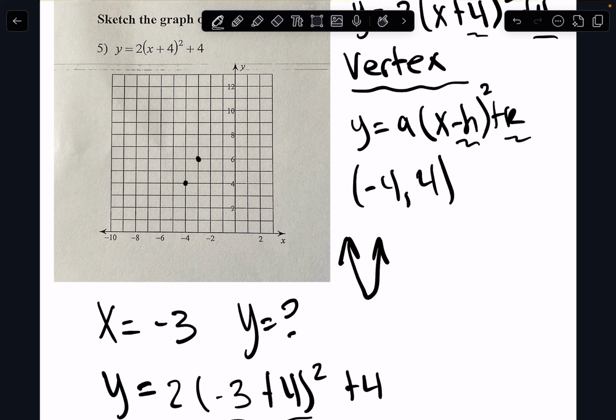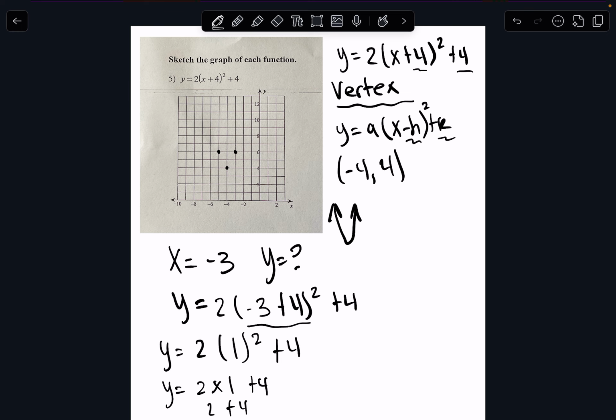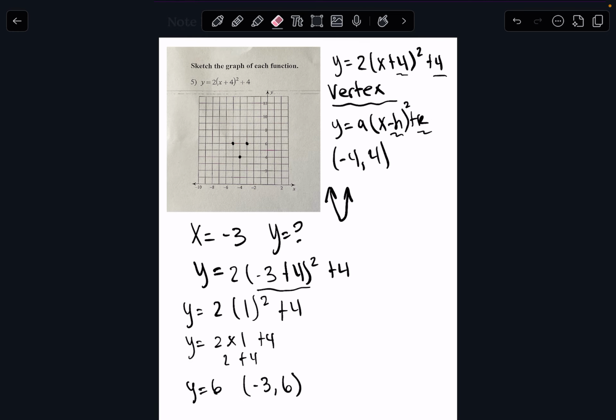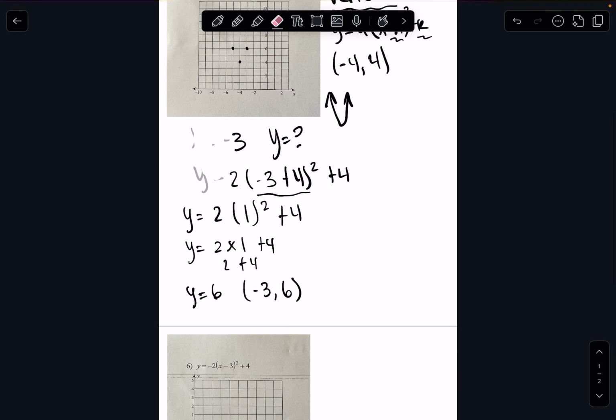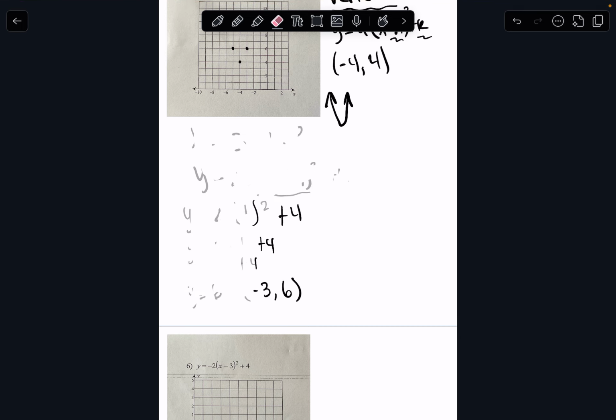And then if we remember, since our graph is going to be symmetrical, we can actually just look, since we went one to the right of the vertex, we can go one to the left of the vertex and plot at the same point. So we can put another point right there. So now we have 3 of our 5 points. So let's plug in one more value for x and see if we can get another point that we can plot on our graph just to make it more accurate.